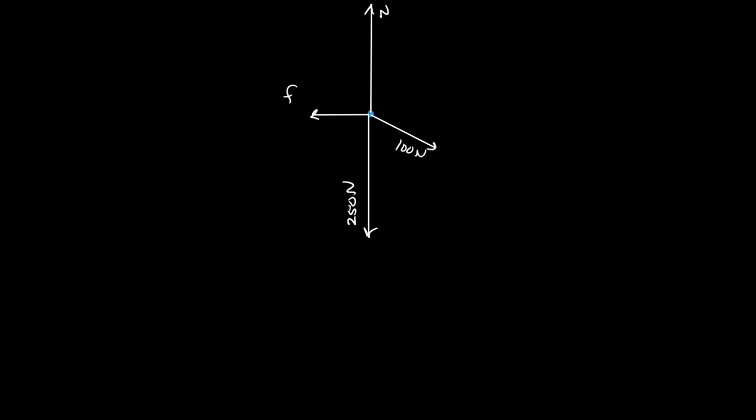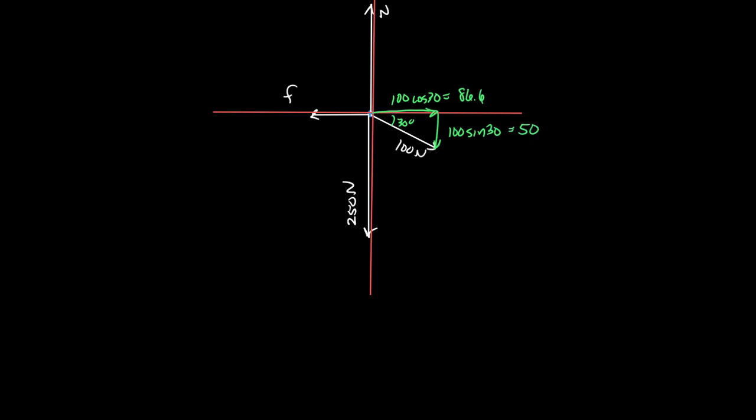All right. I'm going to choose a coordinate system aligned with the ground and gravity. I'm going to take my 100 Newton force, knowing that this is 30 degrees, and break it up into a force that is horizontal and a force that is vertical. That will be 100 cosine 30, which is 86.6, and 100 sine 30, which is 50. Any questions?